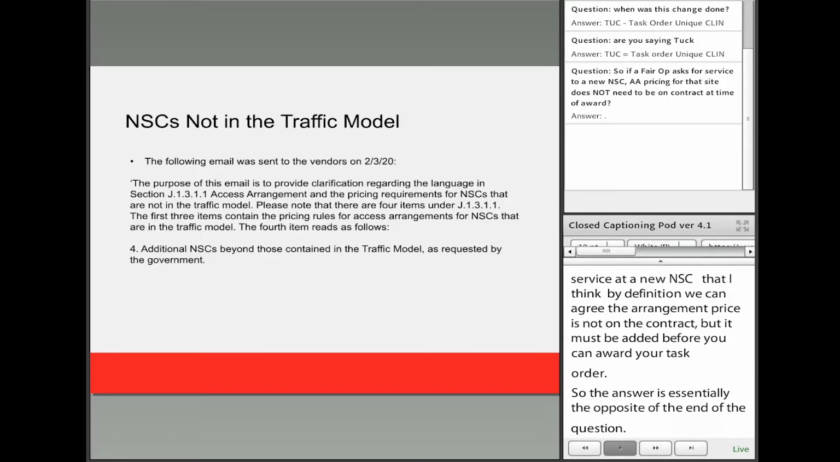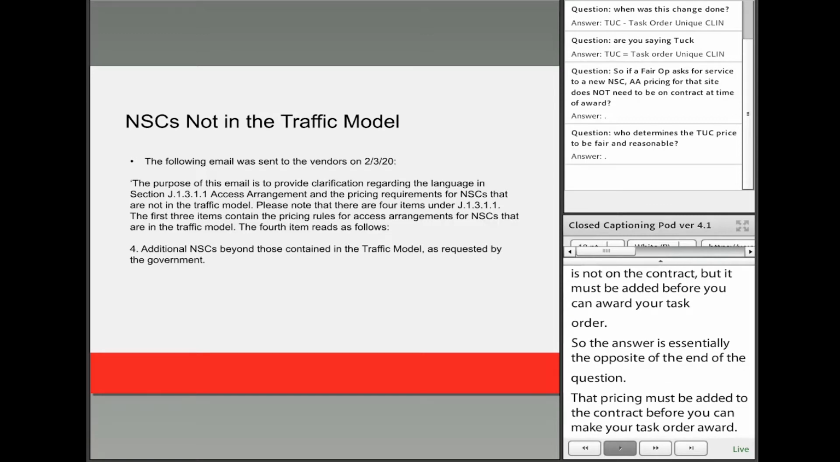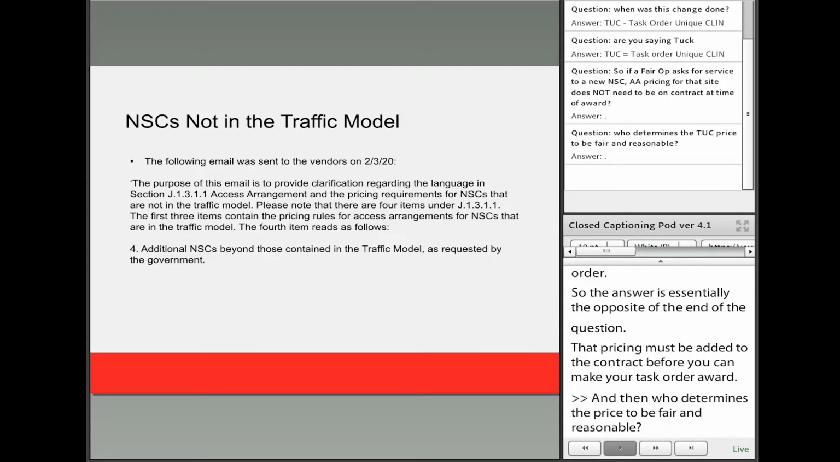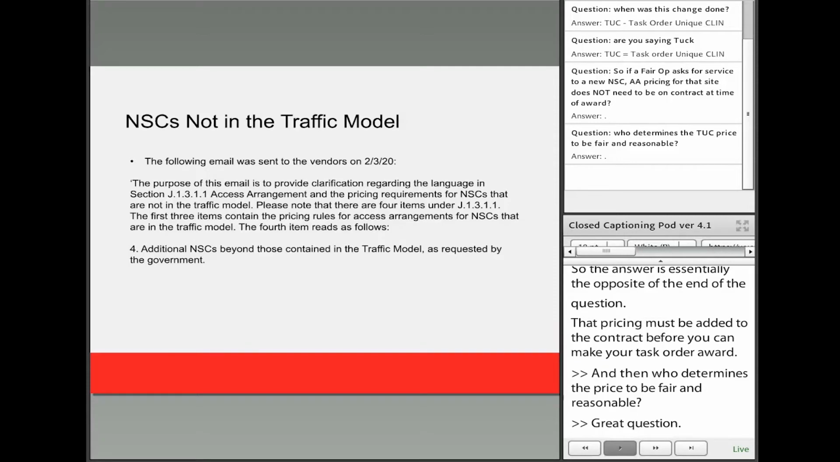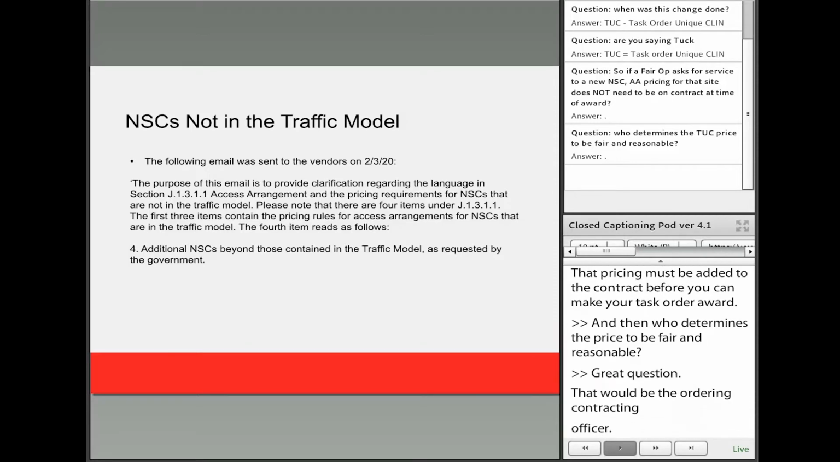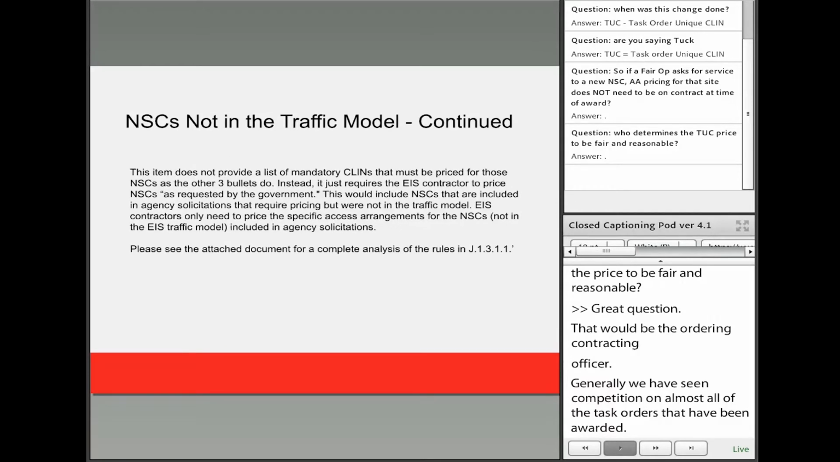And then who determines the TUC price to be fair and reasonable? Great question. That would be the ordering contracting officer. And generally, we have seen competition on almost all the task orders that have been awarded. And as the COs know, adequate price competition, that generally is all you need to justify a price as fair and reasonable. So Chris, if you don't mind, could you flip to the next page, please?